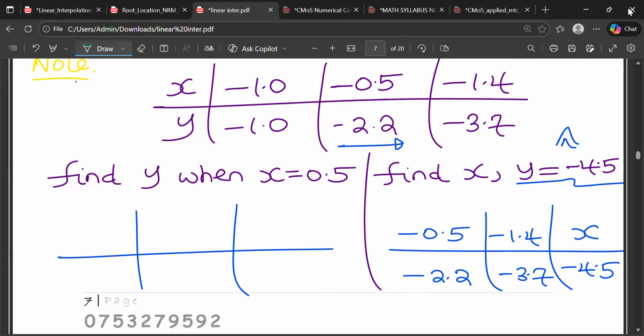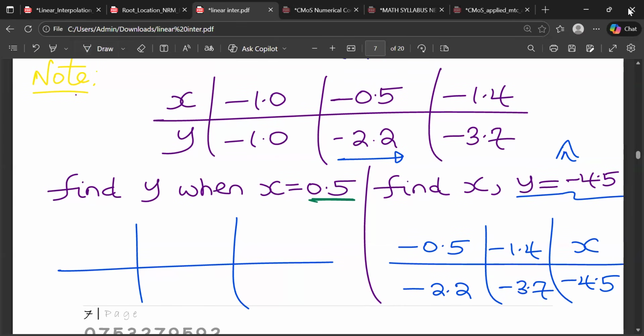Then here they want the value of y when x is 0.5. Where can we find 0.5? But I think this question, I think they made a mistake. Because here it is increasing. Then here it is decreasing.